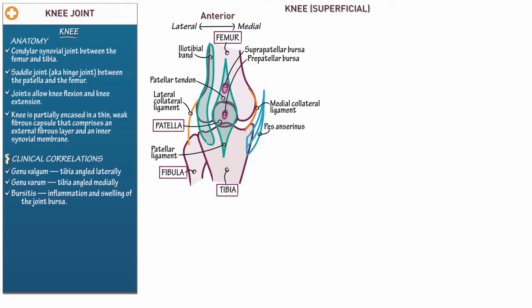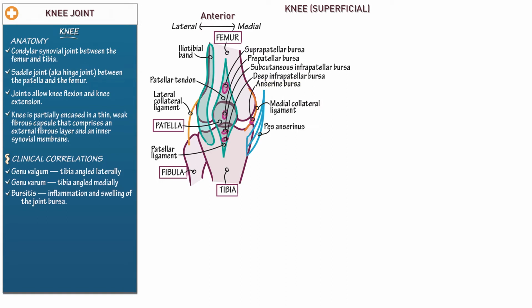Then draw the 2 infrapatellar bursa as follows. The subcutaneous infrapatellar bursa, which overlies the patellar ligament, the deep infrapatellar bursa, which lies deep to the patellar ligament. Lastly, show that the anserine bursa lies between the tibial or medial collateral ligament and the pes anserinus.